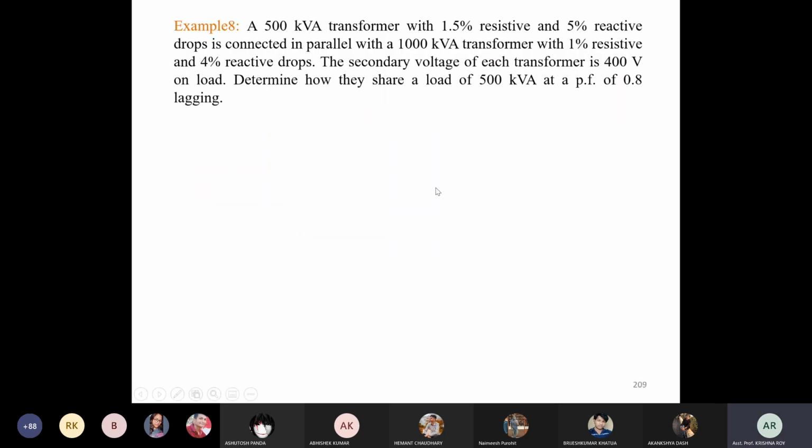Now let us solve one numerical example. So here a 500 kVA transformer with 1.5% resistive and 5% reactive drops is connected in parallel with a 1000 kVA transformer with 1% resistive and 4% reactive drops. The secondary voltage of each transformer is 400 volt on load. Determine how they share a load of 500 kVA at a power factor of 0.8 lagging.